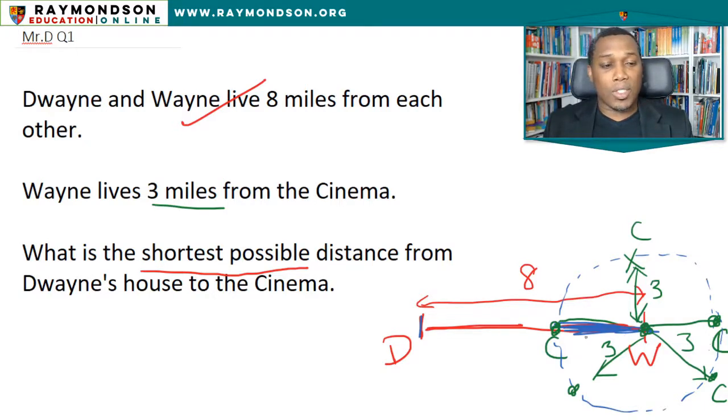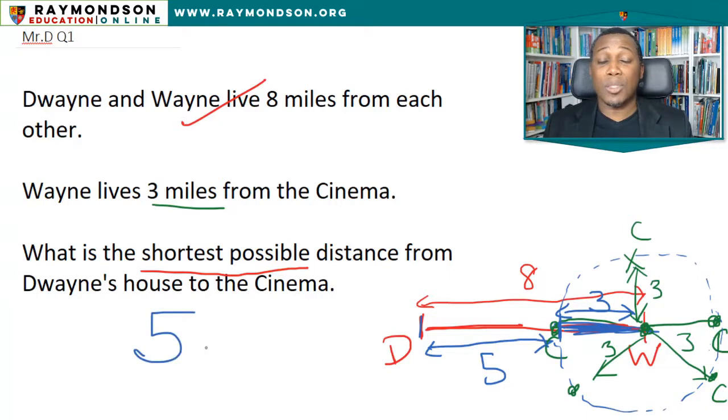So shortest distance, it's 3 miles in the direction that Dwayne is, which means it's 3 out of 8. It's reduced the distance of Dwayne to Wayne by 3. If this bit here is 3, it's 3 miles in this diagram, 3 miles to the west of Wayne is what I put there. Then the distance from Dwayne to the cinema is going to be 5. And that is your answer to this question.